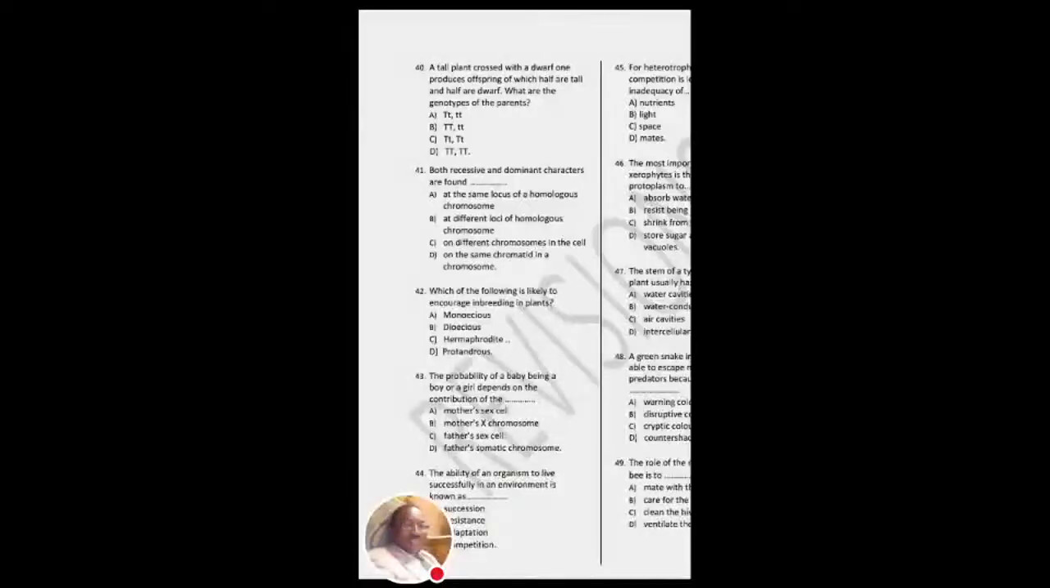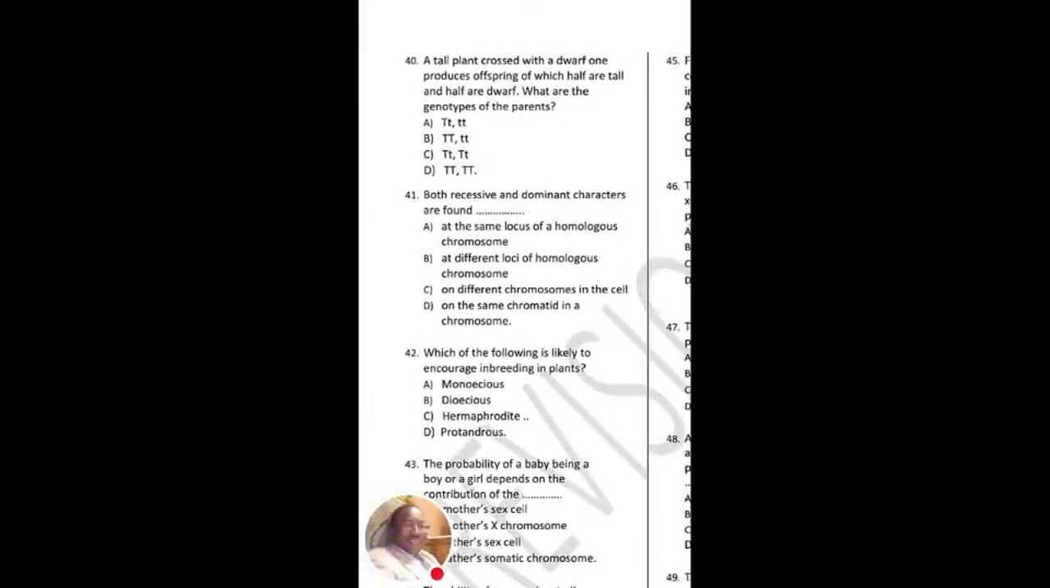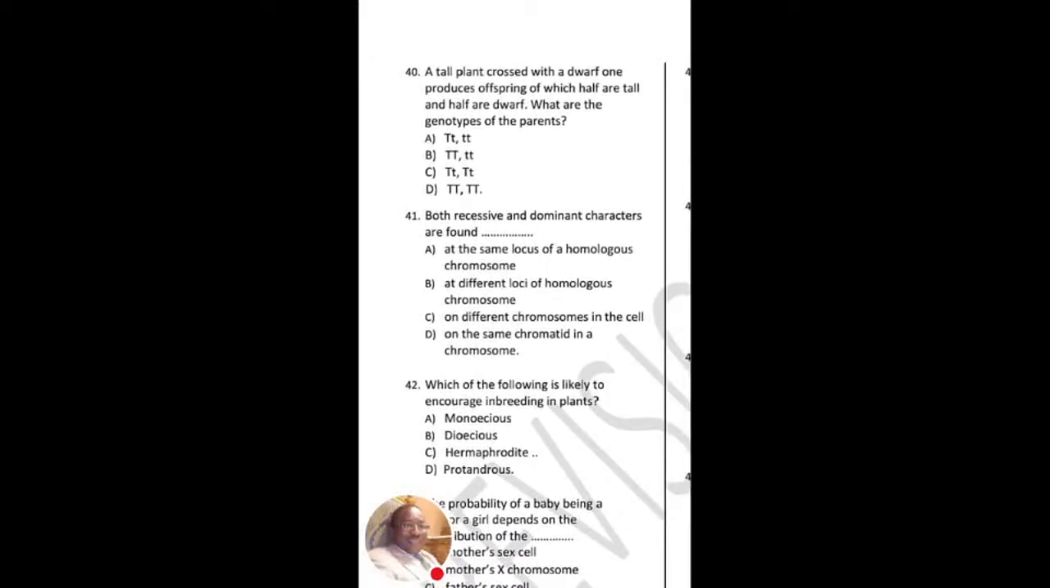We're moving to number 40. Number 40 is kind of genetic cross. Let's read it carefully. A tall plant crossed with a dwarf one produces offspring of which half are tall and half are dwarf.